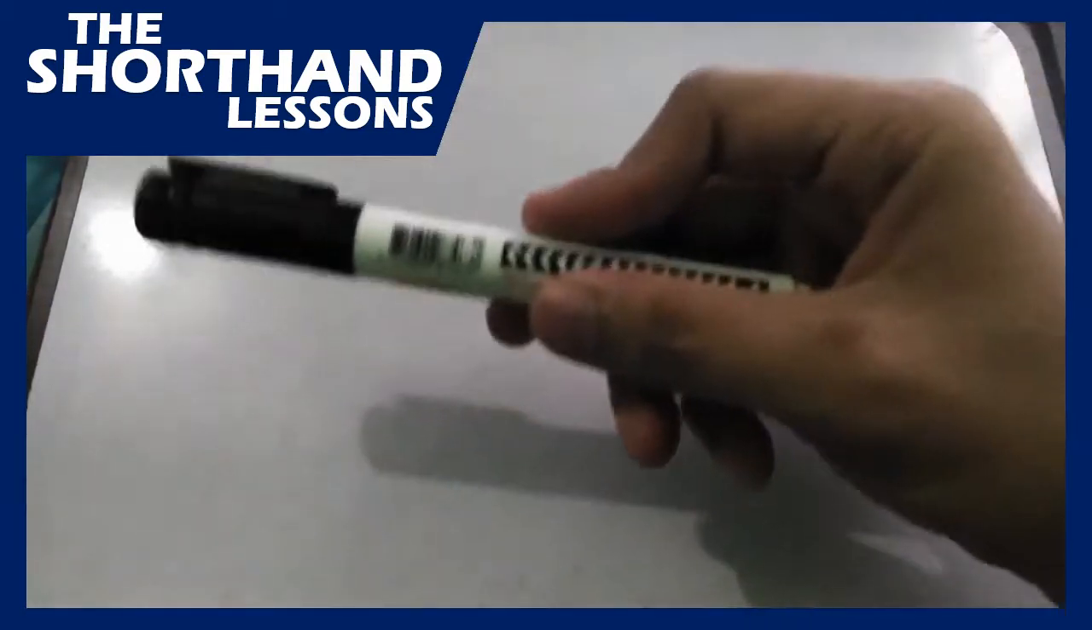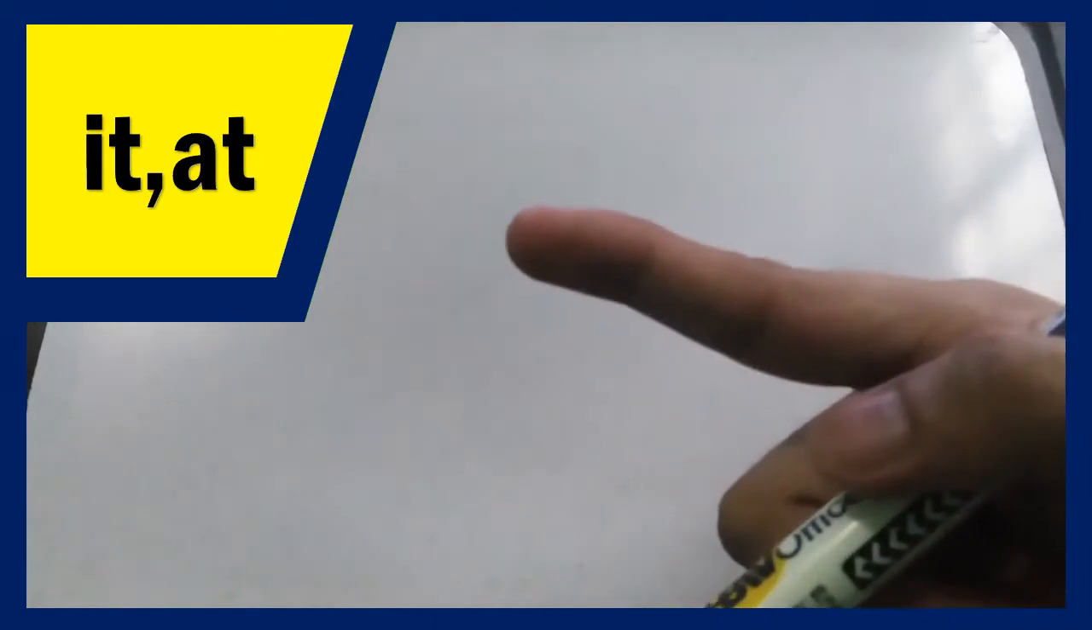First, we have the word "it". The symbol for "it" and "at" is the T symbol. It's just a short slanting line. Next, we have "would". The symbol for "would" is the symbol for the letter D. Next brief form, we have the pronoun I.